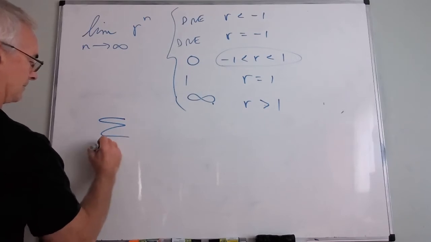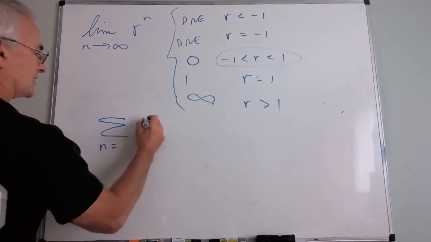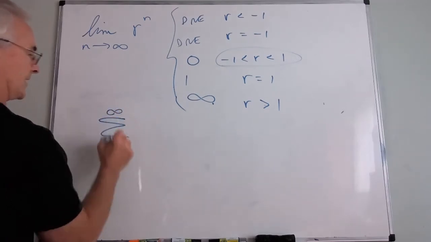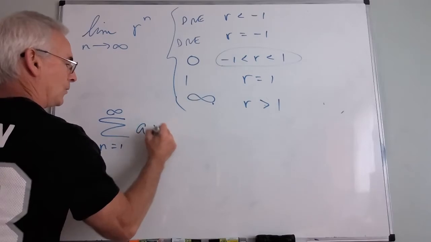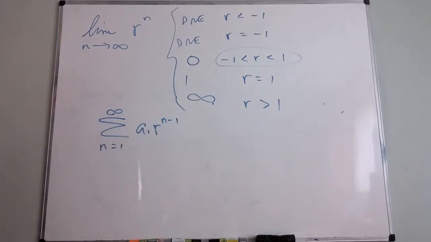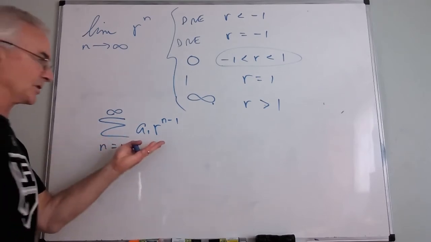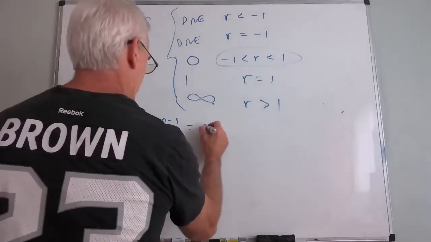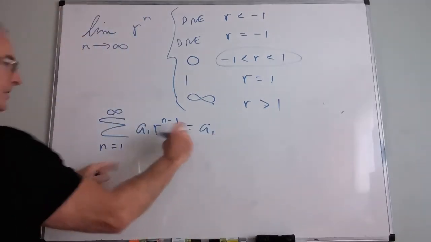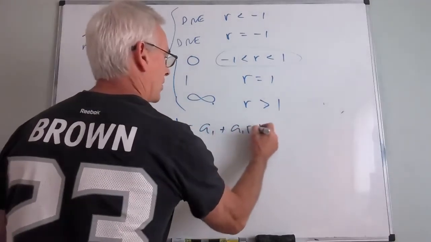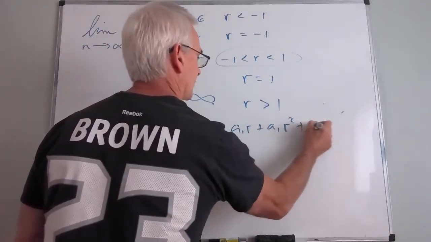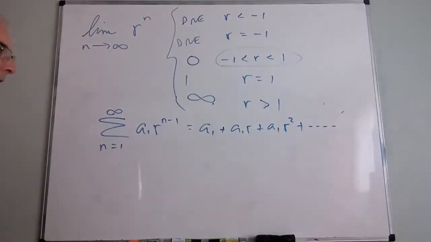So here's the question now. I'm going to do the sum from n equals 1 to infinity of a1 r to the n minus 1, because this is sort of our generic form. Everybody okay with that? This is a geometric series. So quick check, this would be a1 r to the 0 plus a1r plus a1r squared forever and ever and ever and ever.